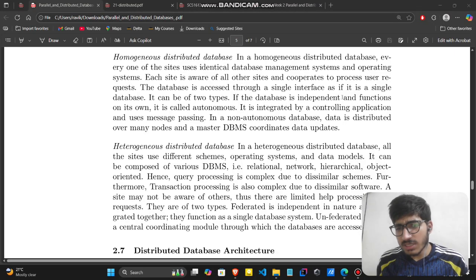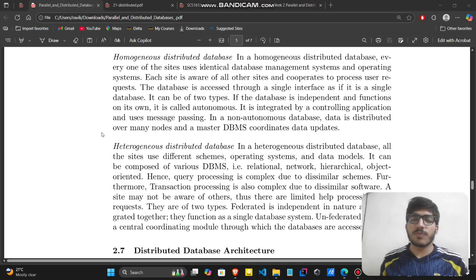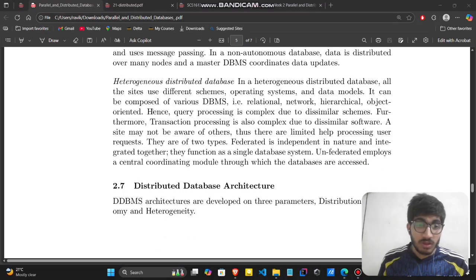If the database is independent and functions on its own, it is called autonomous, and it is integrated by a controlling application and uses some message passing. In a non-autonomous database, data is distributed over many nodes and a master DBMS coordinates data updates.